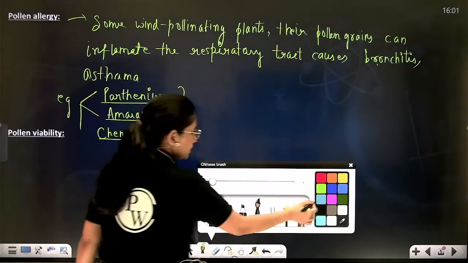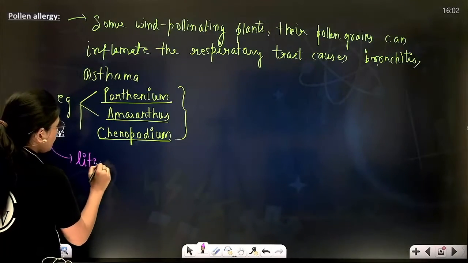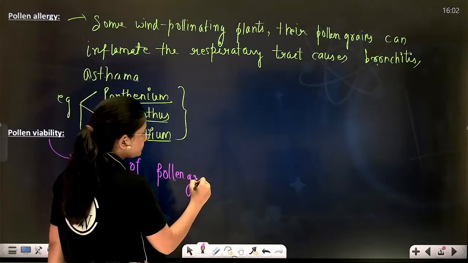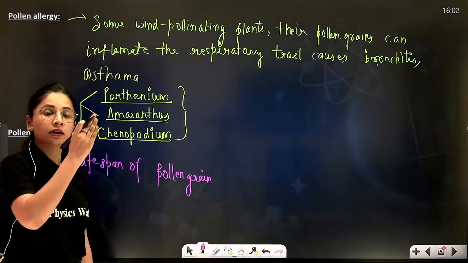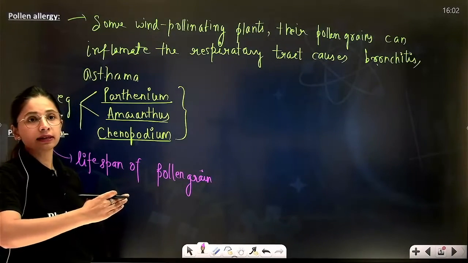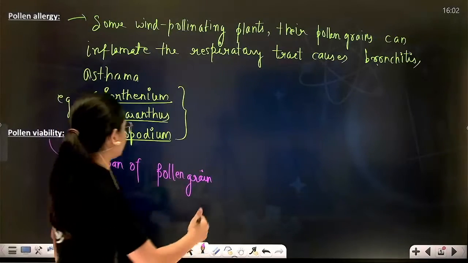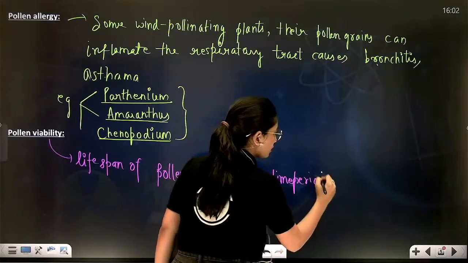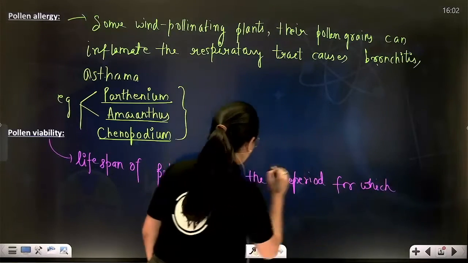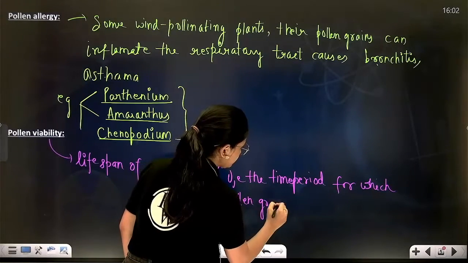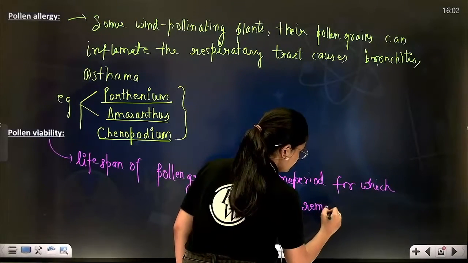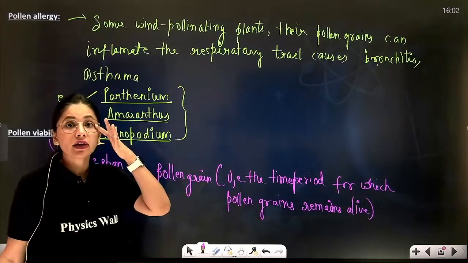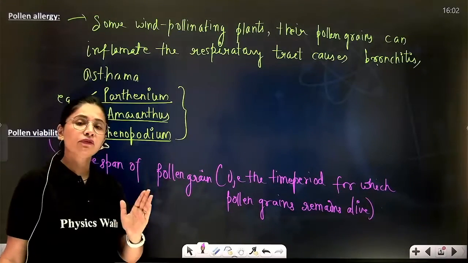So what is pollen viability, students? It is basically the lifespan of a pollen grain, which ranges from the release of the pollen grain from the anther till the time it lands on the stigma. Pollen viability, the lifespan of a pollen grain, that is the time period for which pollen grains remain alive. It is variable from species to species.